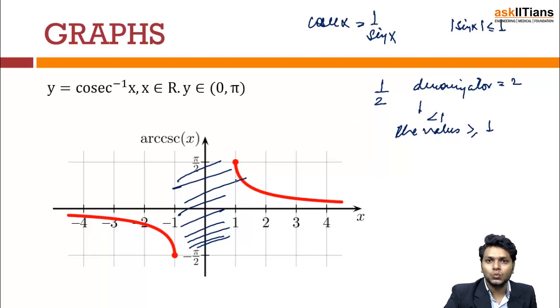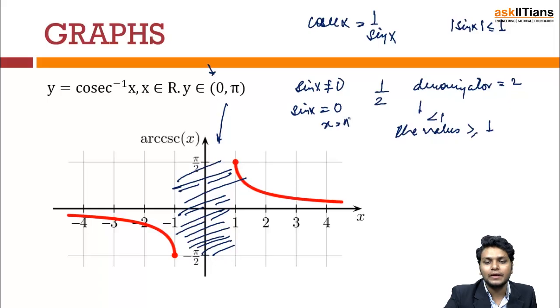Equality will come at the points where cosec x will be equal to sin x, and that is at angles pi by 2 and minus pi by 2. At these points only we'll have the values 1 and minus 1 respectively. In all other cases there will be no graph in this region. Now coming to the range, sin x cannot be equal to 0 for cosec x to be defined, hence 0 and pi are not included in the range, since sin x equals 0 also occurs at x equals pi.